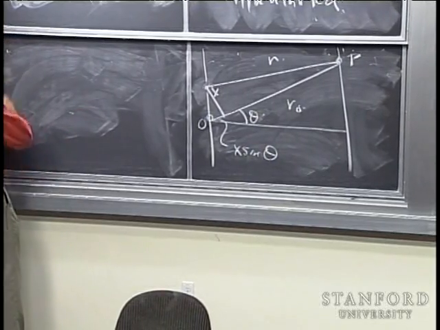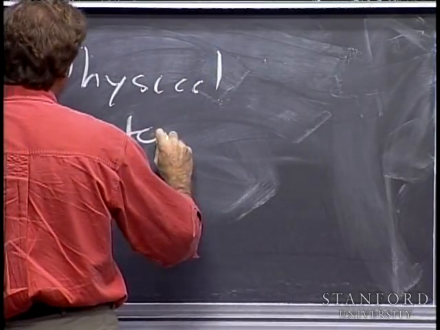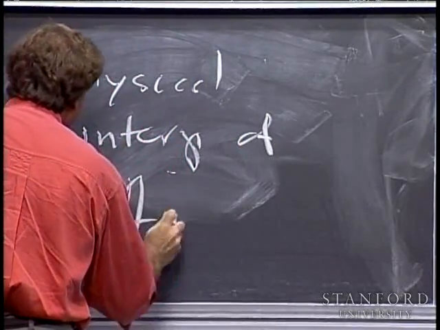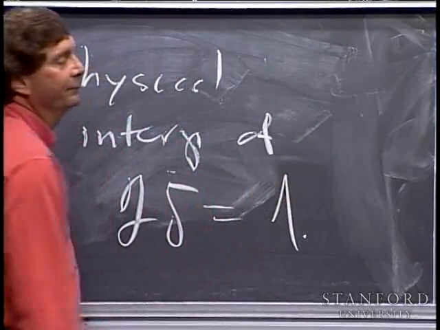All right? This is a physical interpretation of the Fourier transform of the delta function, or the inverse Fourier transform of the delta function, which amounts to the same thing, is 1. All right?